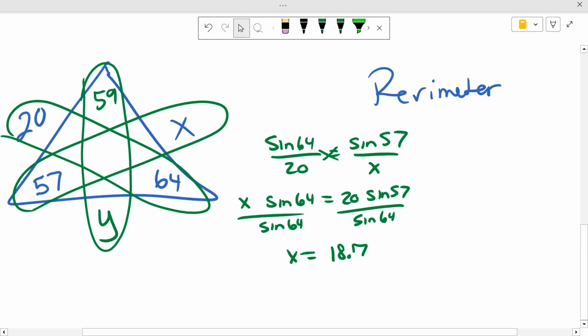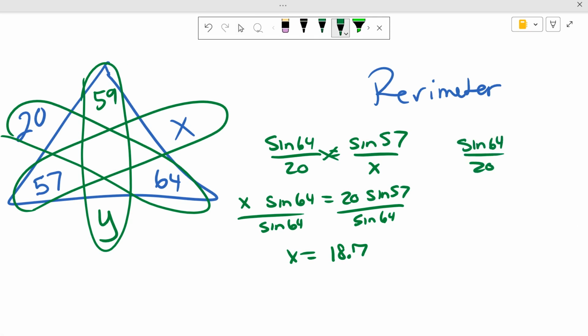And then the other one, we'll do, again, the sine of 64 over 20, because that was given to us. If we use 18.7, it might throw our answer off a little bit. So we'll use the sine of 64 over its opposite side, 20, equals the sine of 59 over its opposite side, y. Cross multiply. Now, the letters might not be on there. You might have to draw your own x and y on the quiz. So y sine of 64 equals 20 sine of 59, divided by sine of 64.